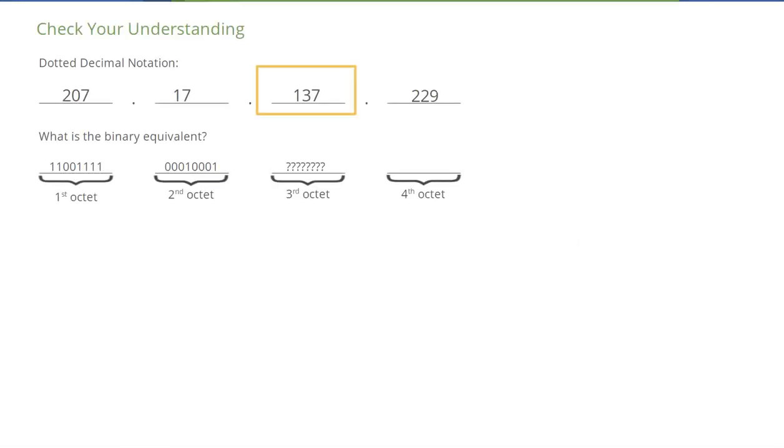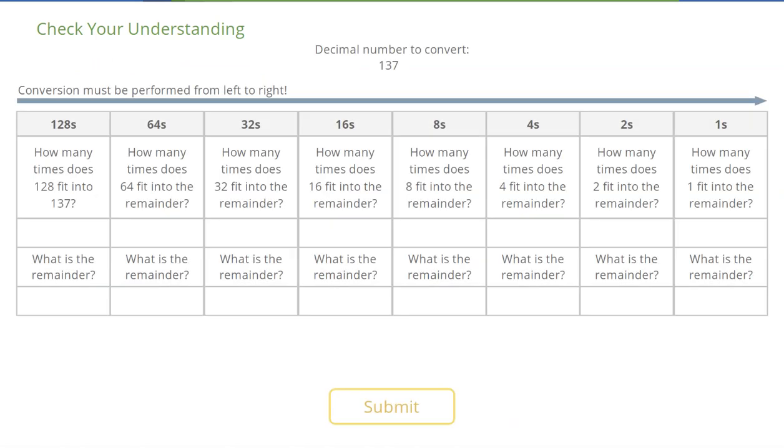Now it's your turn. You need to determine the binary equivalent of the third octet. Start from the left side of the table and enter a 1 or 0 depending on whether the power of 2's place can fit within the decimal number. If it does, subtract that power of 2 and find the remainder. Proceed from left to right as we have demonstrated.